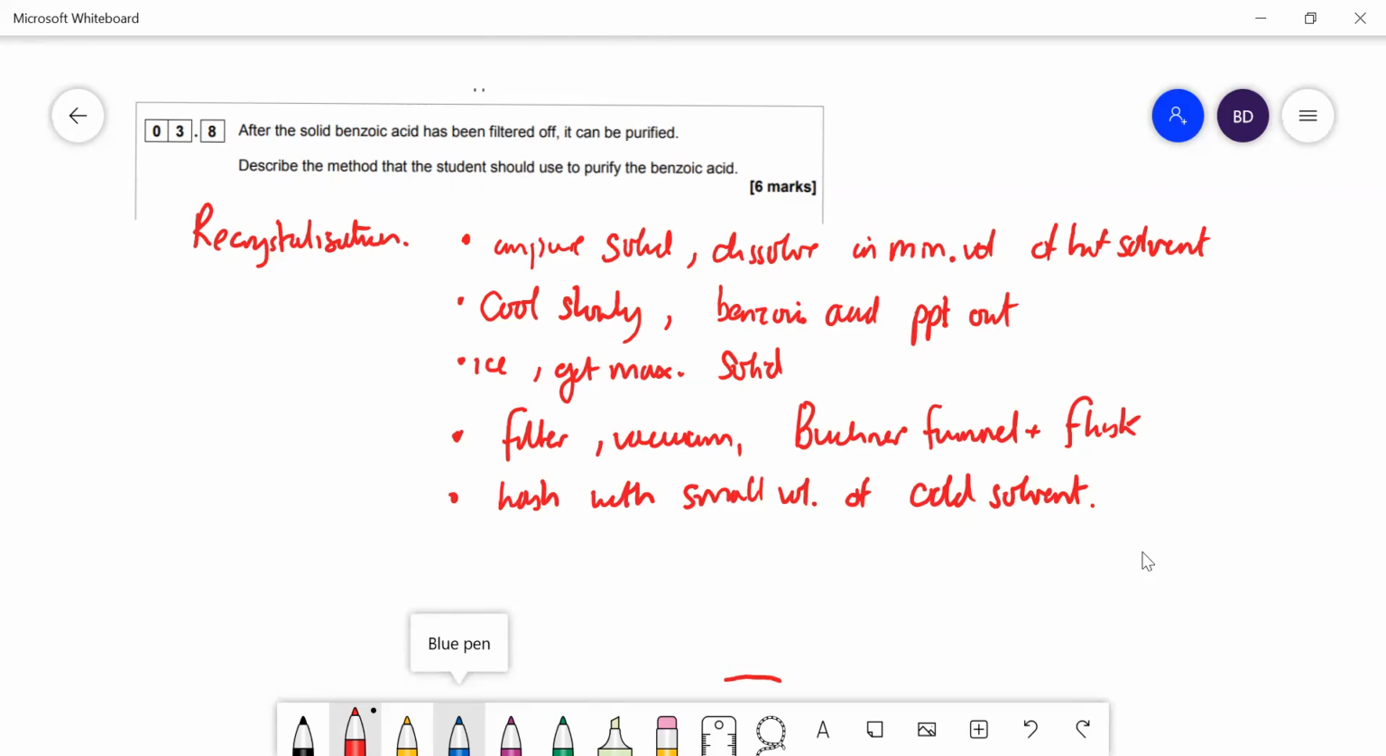You can also filter it while hot, but you probably didn't do that because it's hard to filter hot without losing product, and that will get rid of insoluble impurities. I think you can get away without mentioning that and still get 6 marks. Okay.